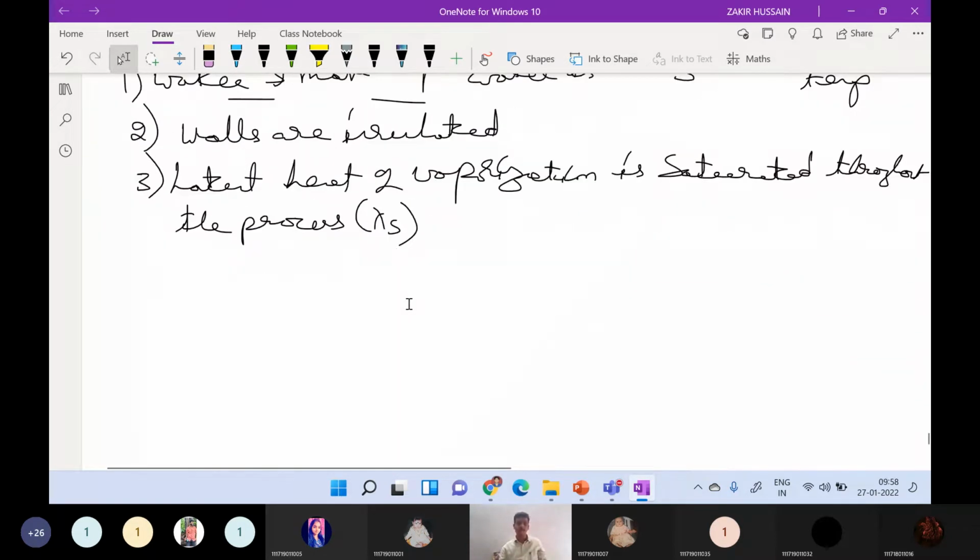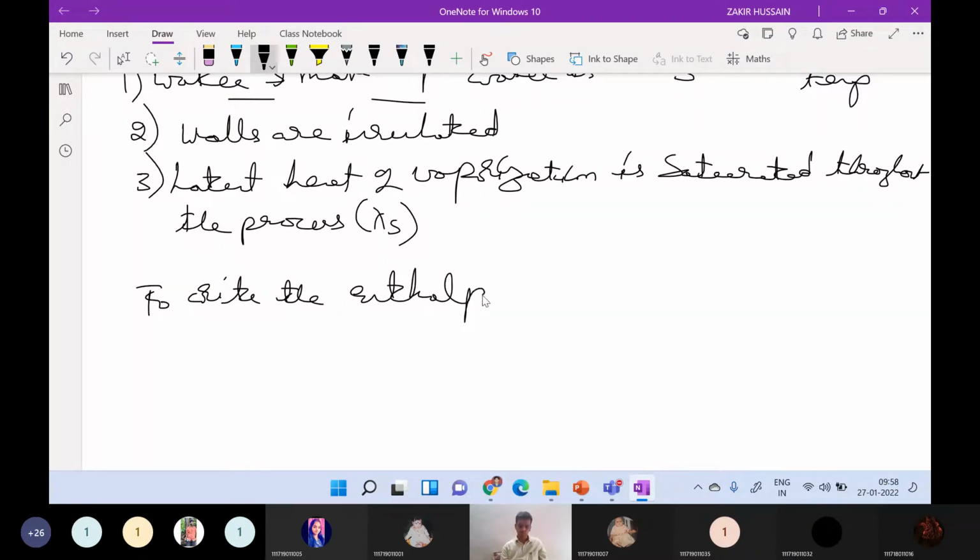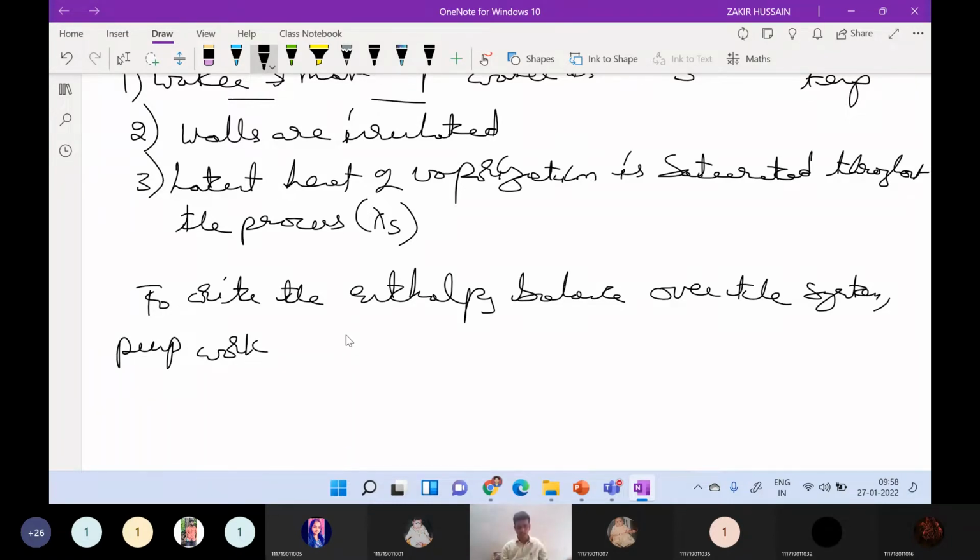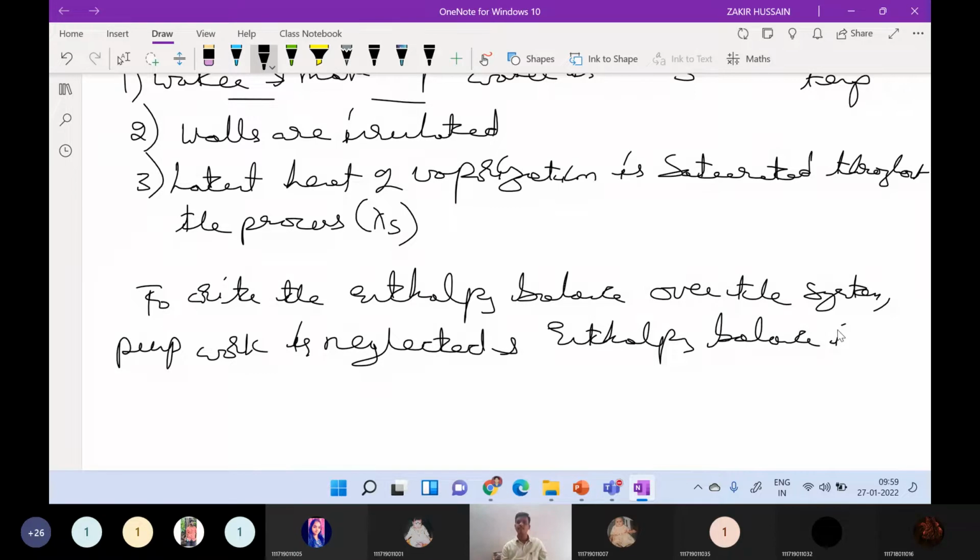So the latent heat is also at the saturated conditions according to the assumption. To write the enthalpy balance around the tower, that is, the enthalpy balance over the chamber or over the system, pump work needs to be neglected. So we are not at all taking the energy which is required to operate the pump. And the enthalpy balance is based on temperature Ts as datum or reference.